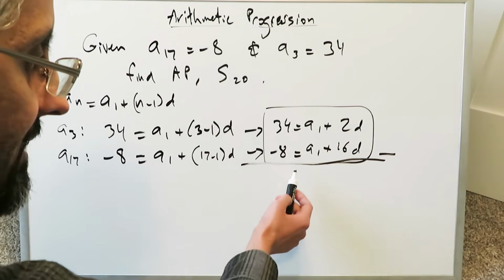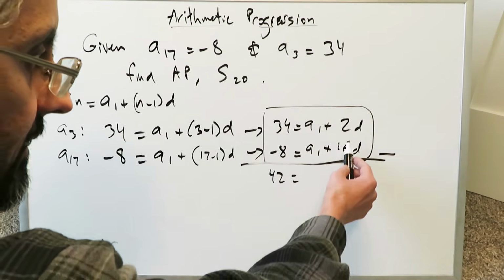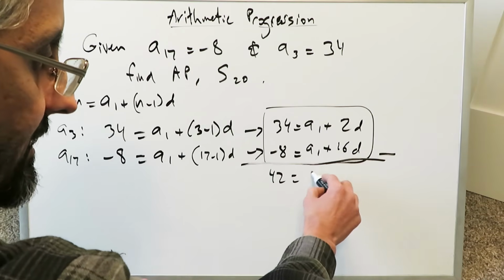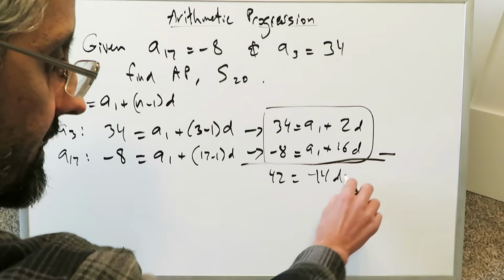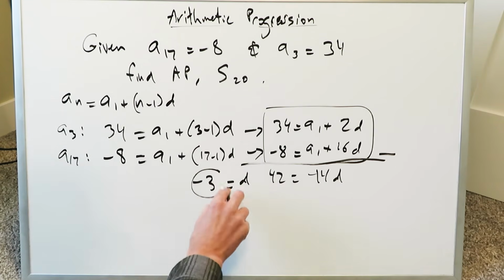I'd get 34 minus minus 8. It would be a 42, is equal to, these a's would cancel out, then I'll have 2d minus 16d, it'll be minus 14d, and then d here is equal to 42 divided by minus 14, which is minus 3. And now all of a sudden I've determined the common difference. The common difference is d.